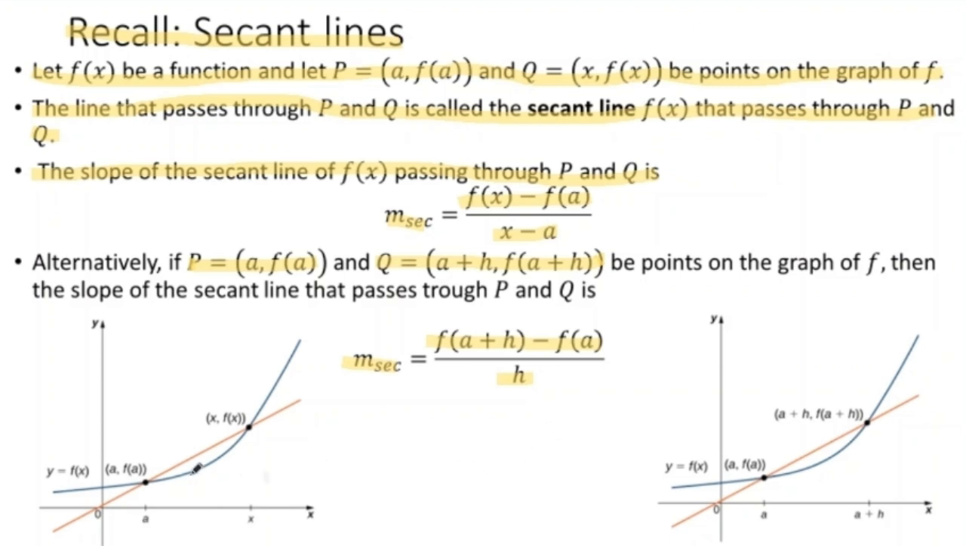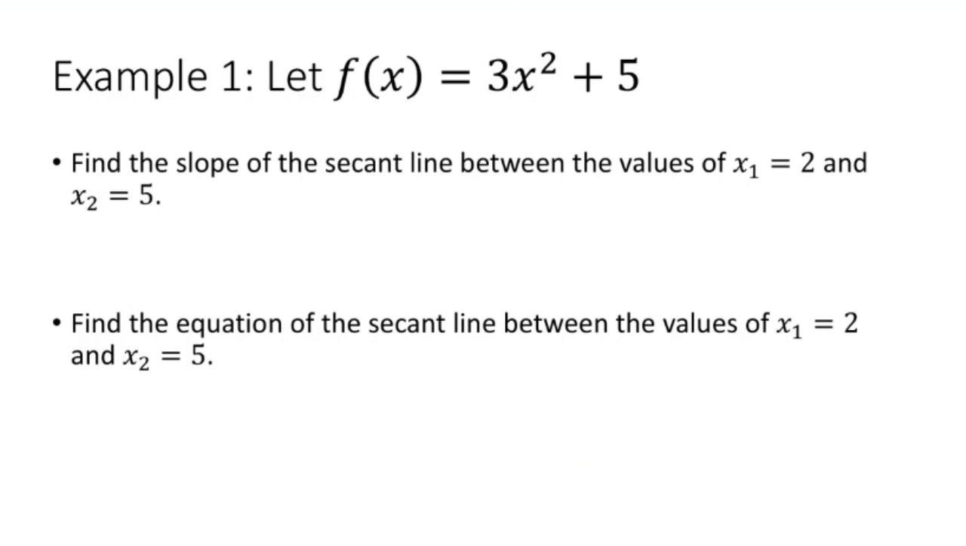Below you can see figures of the secant line. No matter how we define point Q, whether being (x, f of x) or (a plus h, f of a plus h), the secant line would be the line that passes through these two points, and you'll still obtain the same slope using both formulas. In this example, we're going to refresh on how to calculate the slope of a secant line and also refresh on how to find the equation of lines in general.